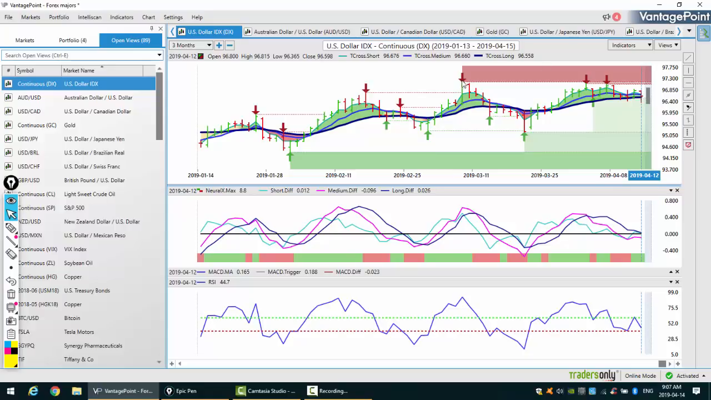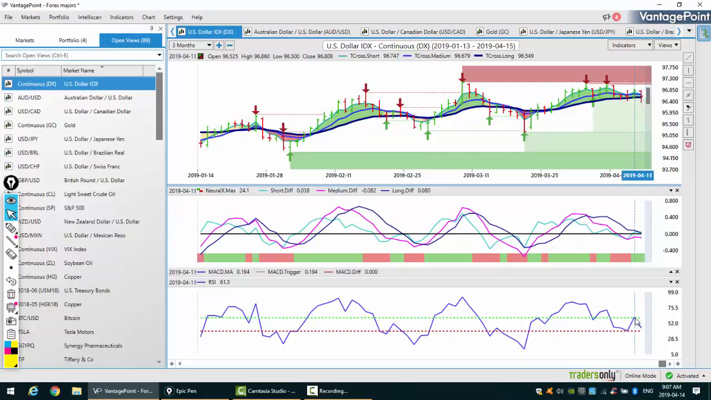It's very soft. We've got verified resistance sitting up at this 97.16 area, but we've also got relatively strong support coming in down at the VantagePoint T-cross long, which is 96.55. Based on what I've just shown you, based on the medium term crossing the long term predicted difference, we should expect further US dollar weakness for at least another 5 to 6 trading sessions, but I suspect by the latter part of this coming week that the dollar will start to strengthen again.